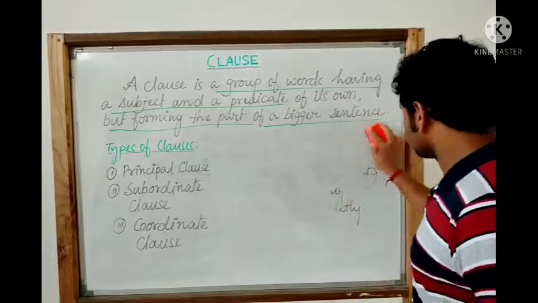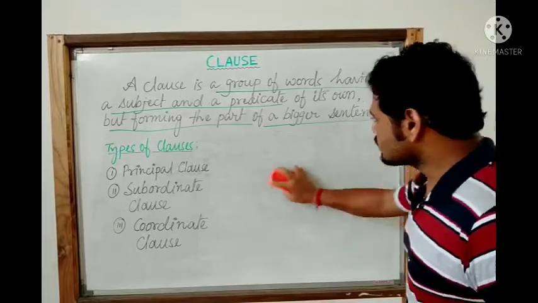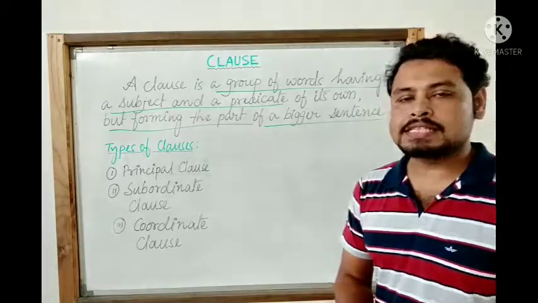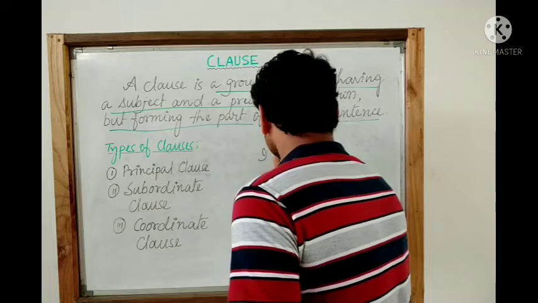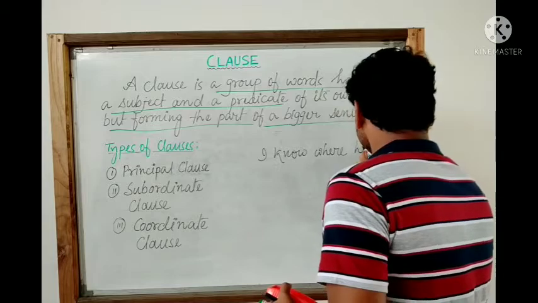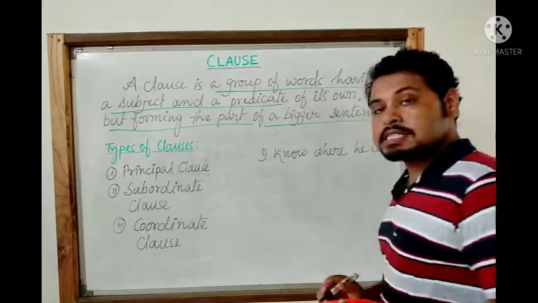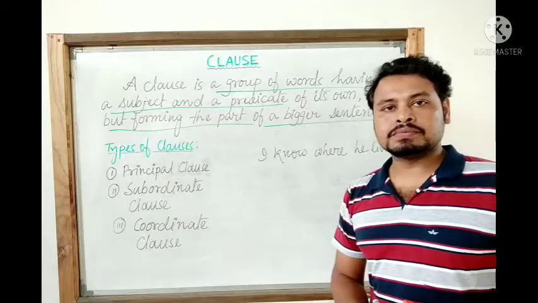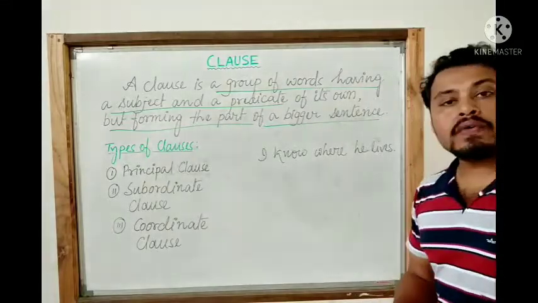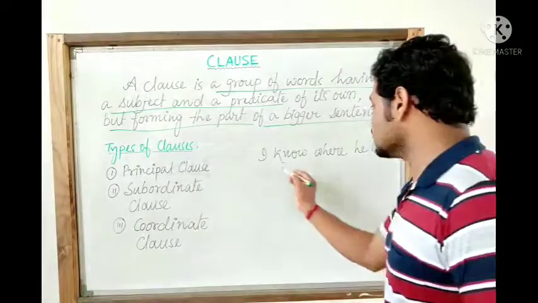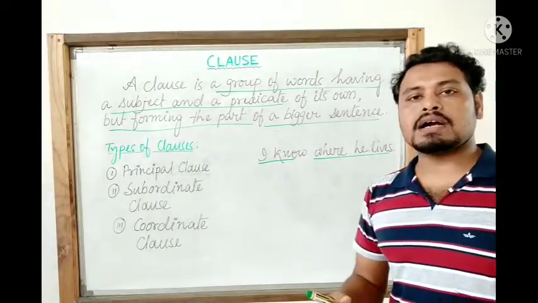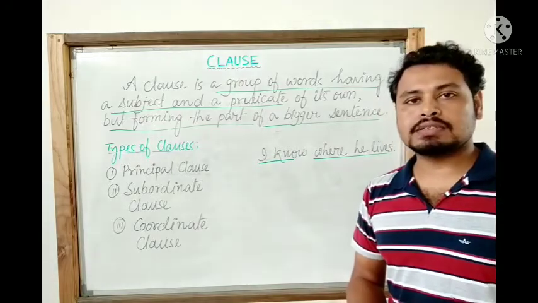So the first type of clause, that is principal clause or independent clause, we would see now with the help of an example. I know where he lives. The same example we are taking for the better understanding of the matter. So, I know where he lives. Earlier we have seen these are the two parts. I know is one part, where he lives is the other part.